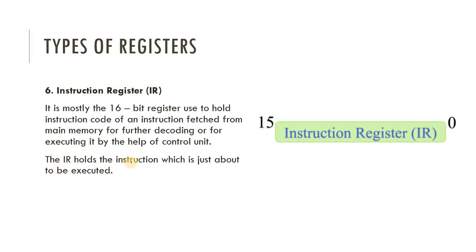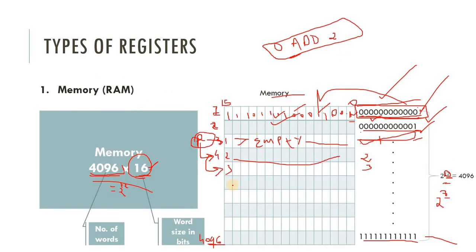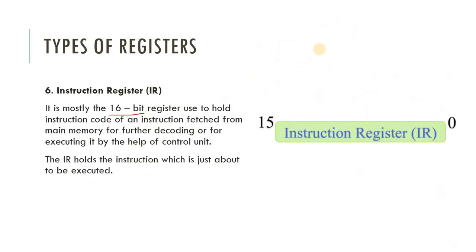So the instruction register holds the instruction which is just about to be executed, and the size of the instruction register is 16-bit. How? Because here the size of each word is 16-bit and the instruction is also stored in the memory. So the size of the instruction also becomes 16-bit.